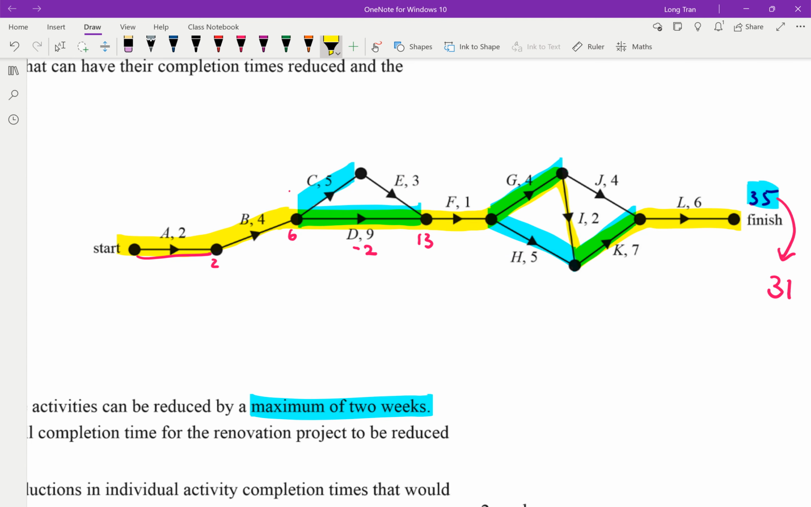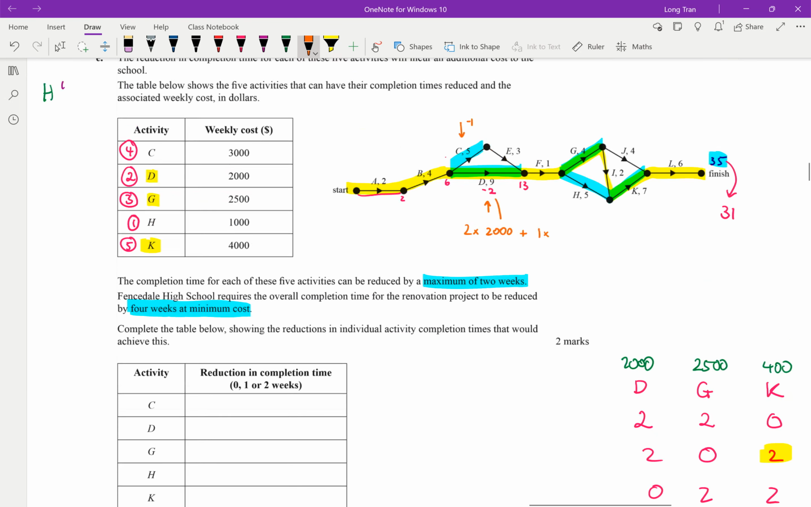So if you decide to change D by 2, it actually incurs an extra cost of having to reduce C by 1. You see, so even though this was $4,000, because it's $2,000 per reduction, times this by 2, you actually need to add on an extra 1 times, and I forgot what C was. C was $3,000.